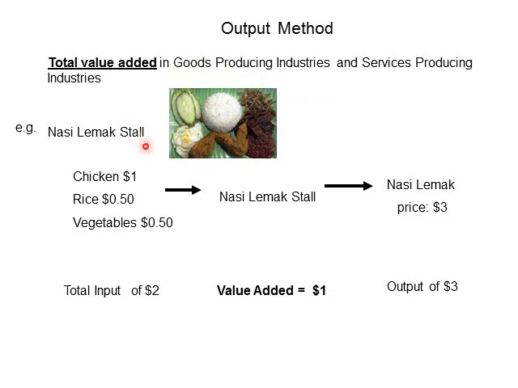Here we have an example of a nasi lemak stall. For example, how much does it cost the store owner to produce 1 unit of nasi lemak? Maybe they have to spend $1 on the chicken, 50 cents on rice, and 50 cents on vegetables. Totaled up, the cost will be $2. But the nasi lemak store can sell the nasi lemak for $3. You realize that the price they sell at is more than the cost, so they're able to value add by $1. Why were they able to value add? It's because of their skills in making the nasi lemak. Because of that, they value add $1 to all these ingredients, resulting in a higher selling price. So the output method totals up all these value-adding activities in the entire economy into a national income figure.